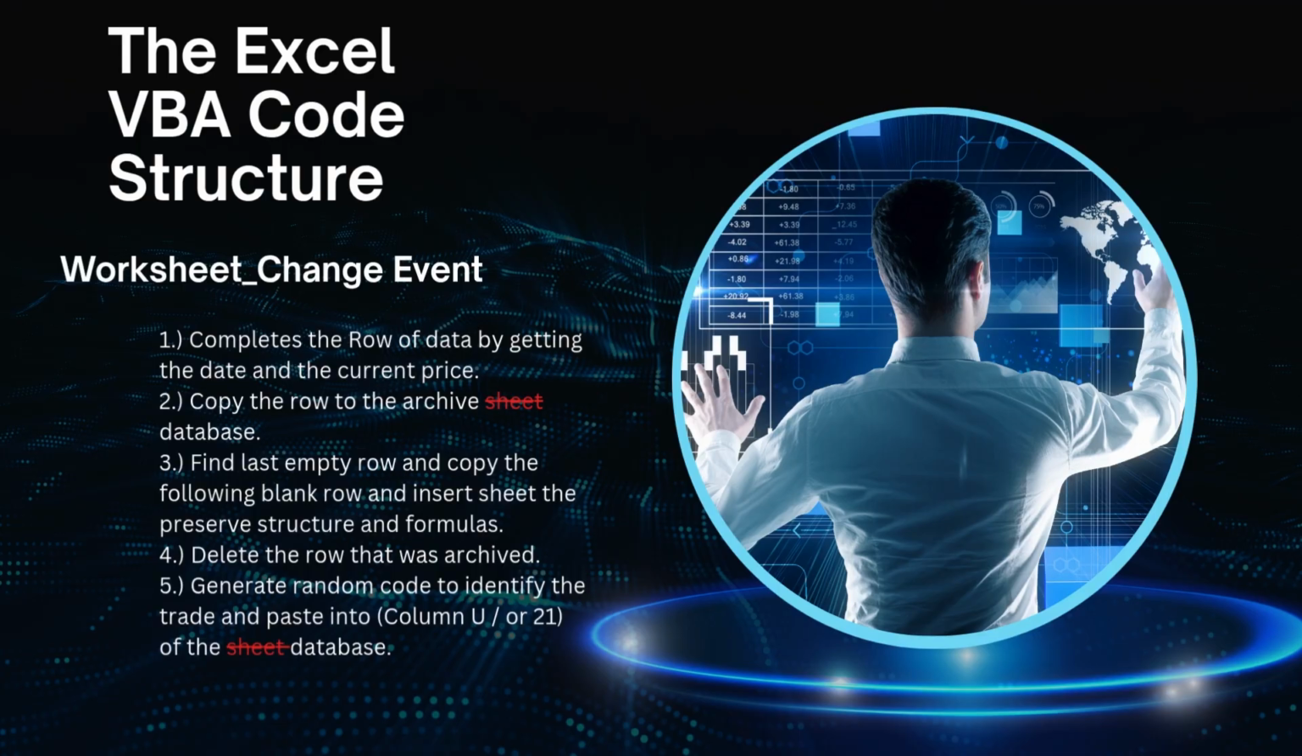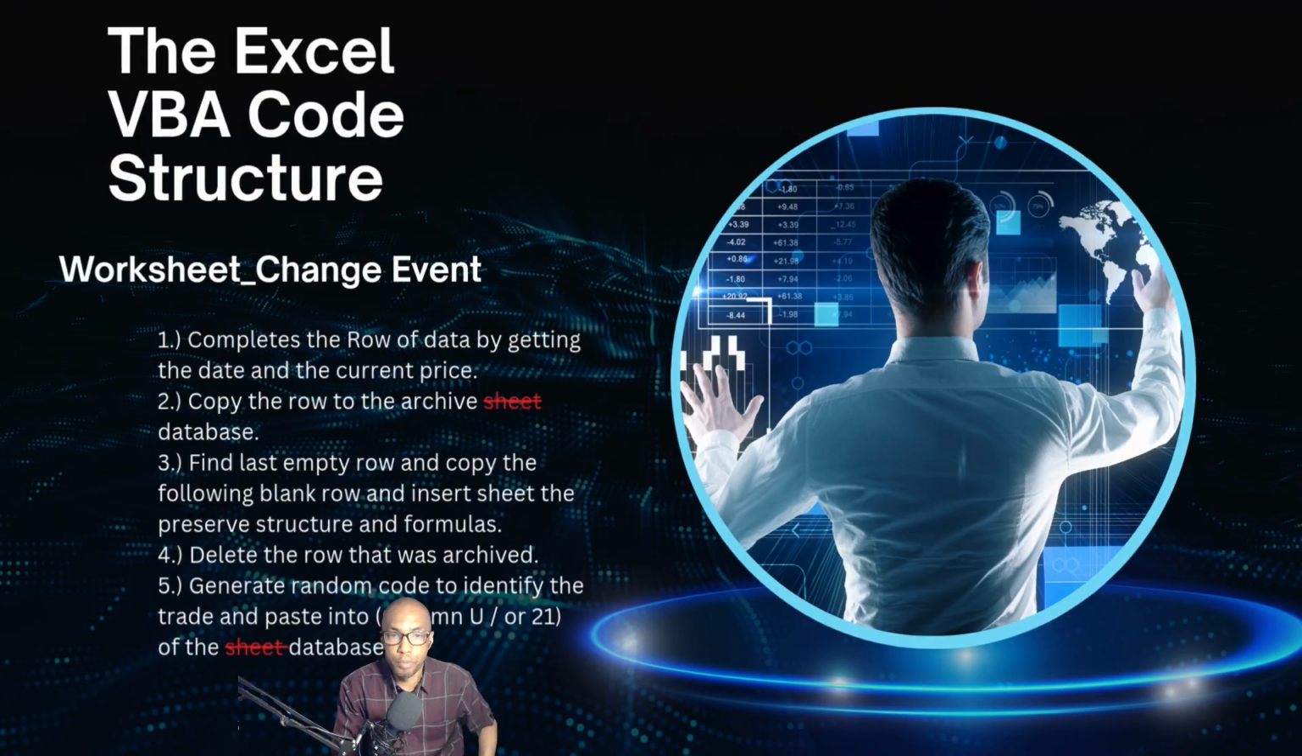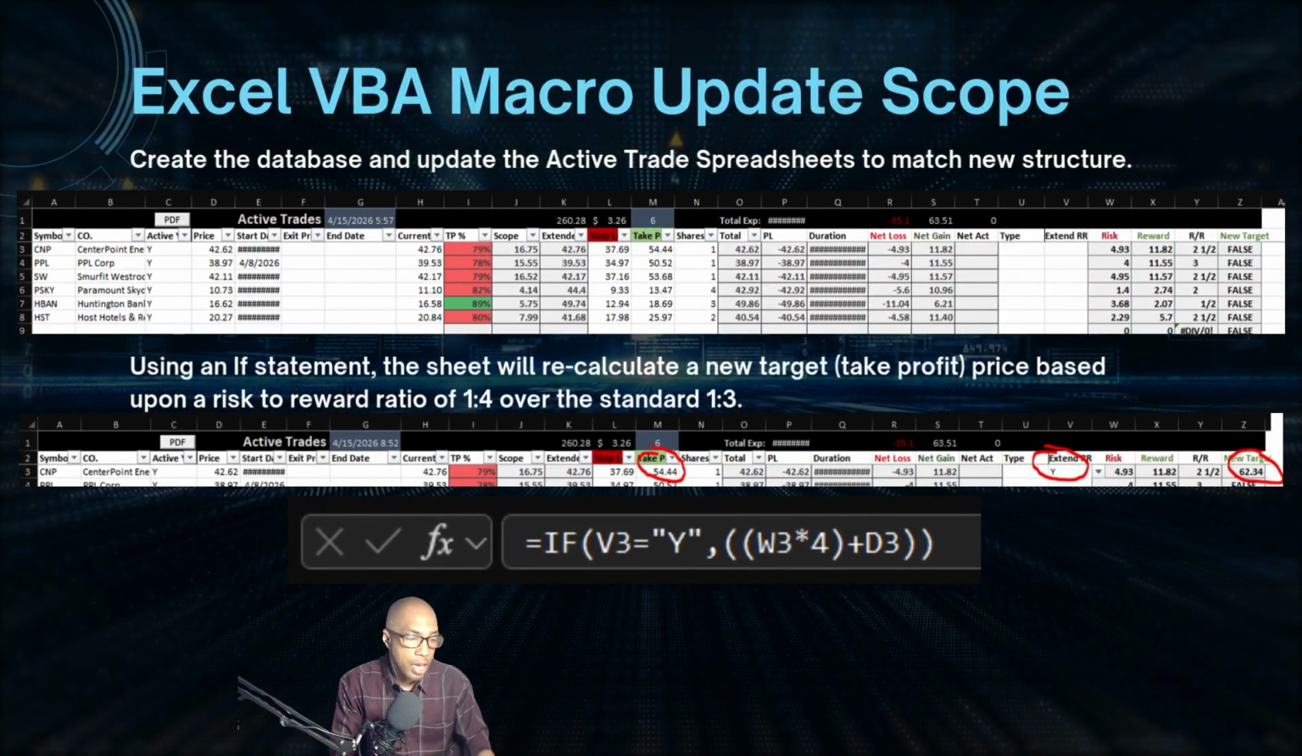Then it's going to delete the row that was archived after it was copied. And then it's going to generate a random code to identify the trade and paste it into some column of the database at this point. I started with the sheet and I moved it up to the database during the course of this project, which was a lot of work.